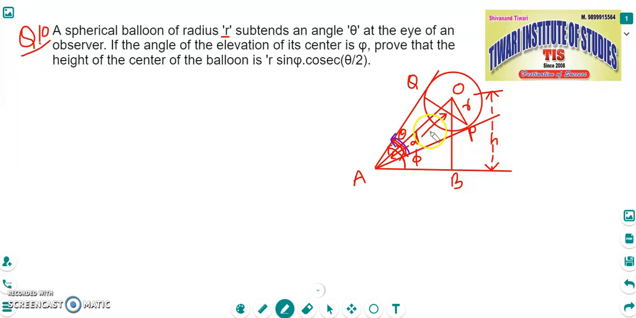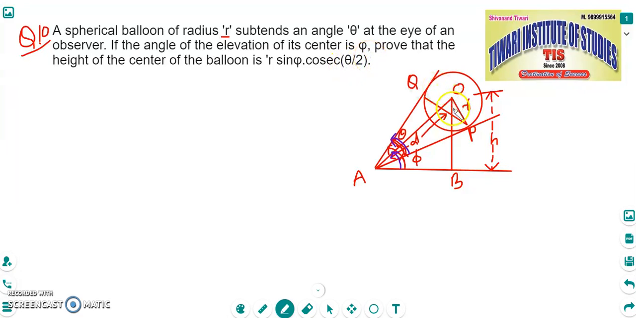If the angle of elevation of its center is phi, the angle of elevation from the same point, that means the observer is looking, and the angle of elevation of the center, that is O, is phi here. From this point to this point, this is phi. Prove that the height of the center of the balloon is r sine phi into cosec theta by 2.